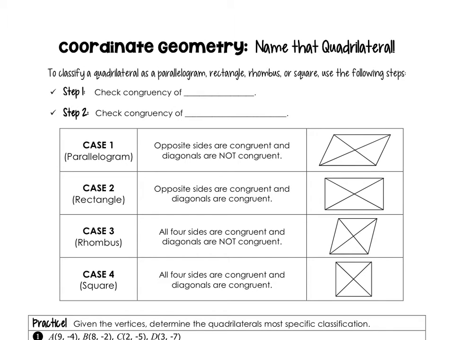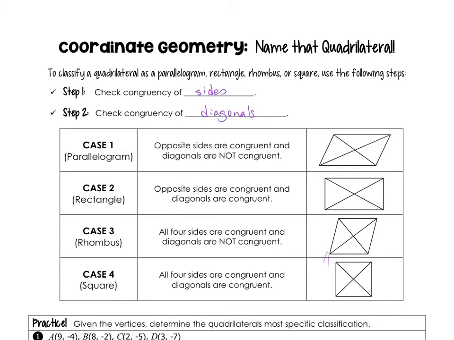There are two steps. You can check the congruency of the sides, and you have to check the congruency of the diagonals. And so let's look at the first one.